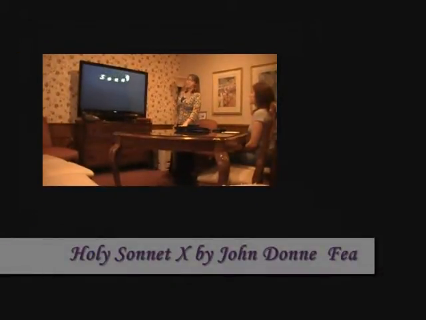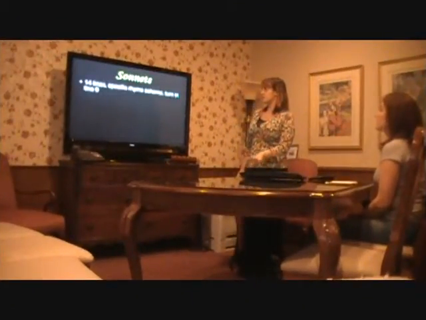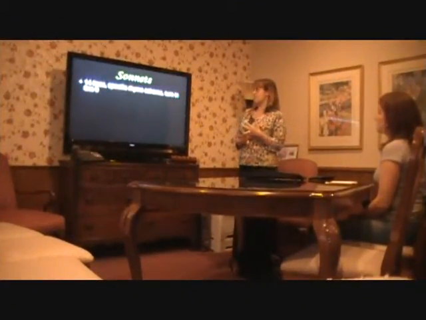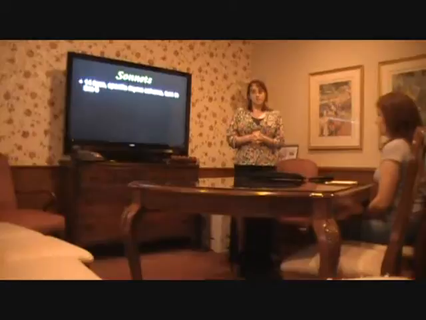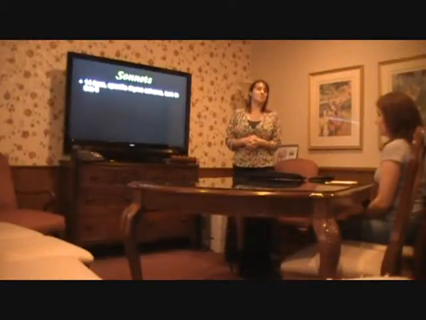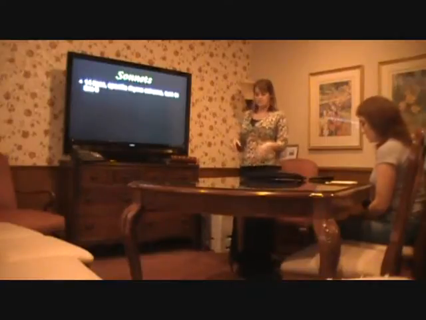Now sonnets, we're going to try to figure out what kind of sonnet this one is. They follow a very specific structure. There are 14 lines, there's a very specific rhyme scheme, and there's a turn in line 9. And a turn is simply a shift in tone, either from a proposition to a solution or from one tone to the next.